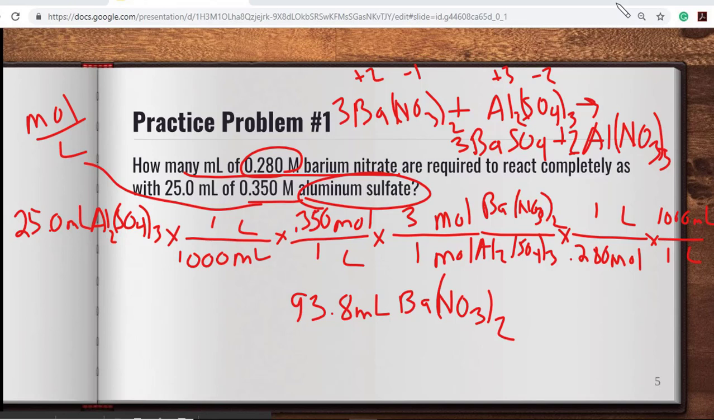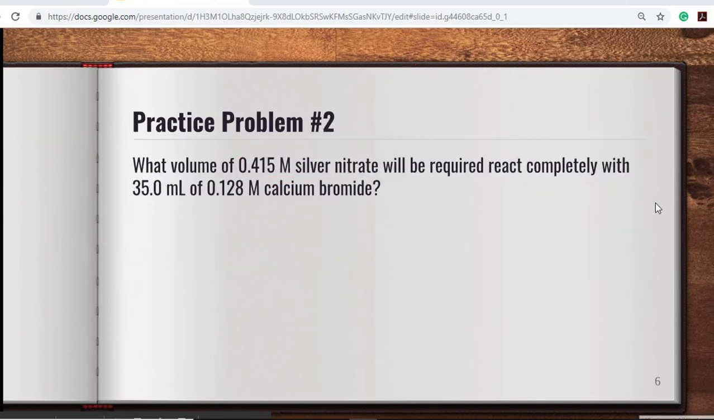All right? Same type of problem we got going here in practice problem number 2. The question is asking for volume of 0.415 molar silver nitrate to react completely with 35 milliliters of 0.12 molar calcium bromide. So it is the same thing. We need to make sure we write our formula, our balanced chemical equation. Calcium bromide. Okay.